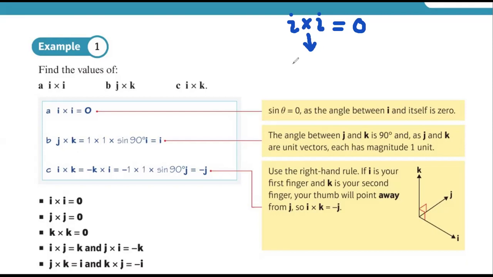Denote from the positive x-axis. You can write modulus of I, modulus of J, sine of the angle between I and I. This one also I know: modulus of I, modulus of I, and the angle between I and I is 0. Then sine 0 equals 0, therefore the total value is 0.